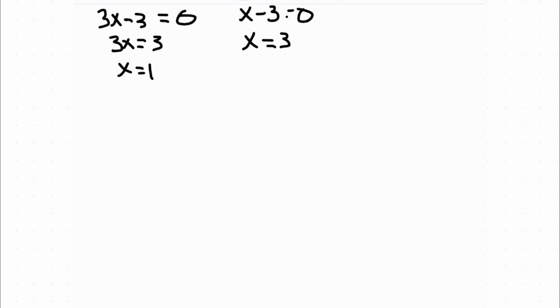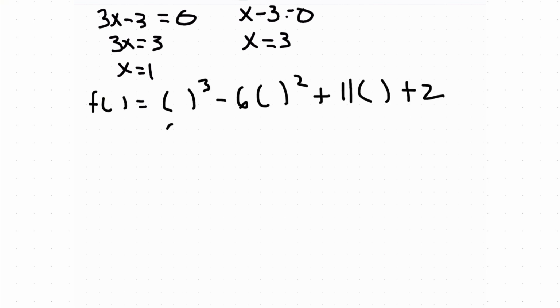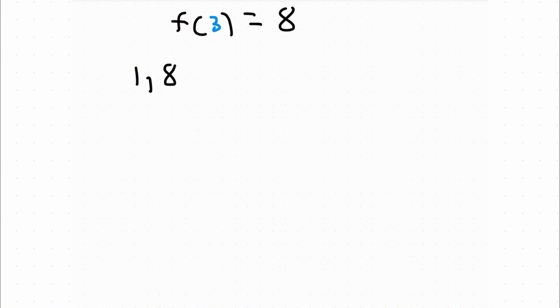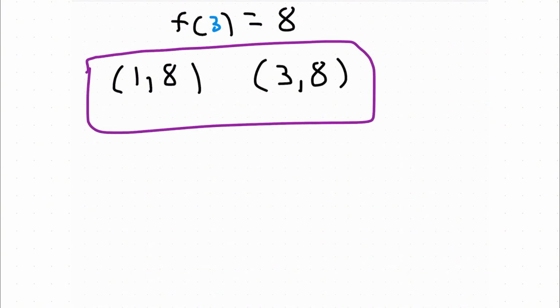Now we have to determine the y values. In order to do this, plug the x values back into the original function. Our answer would be (1, 8) and (3, 8). Those are the two coordinate points with the slope of 2.